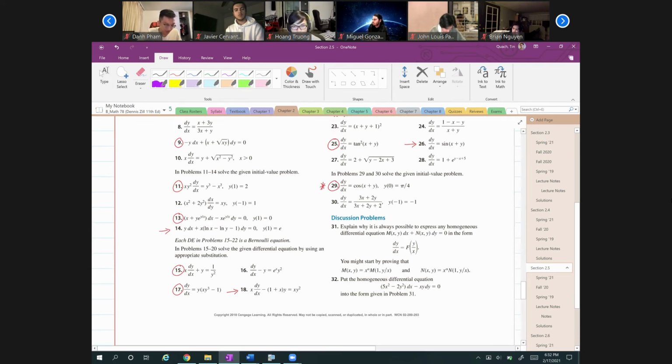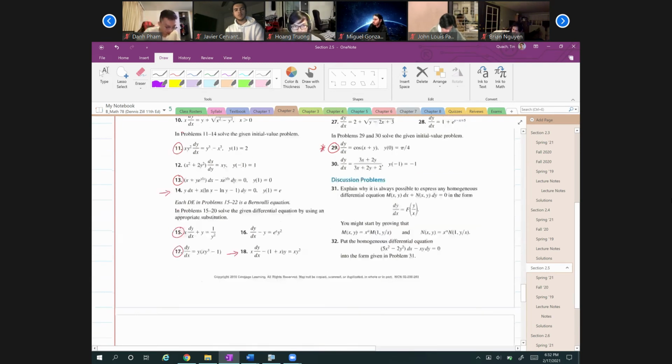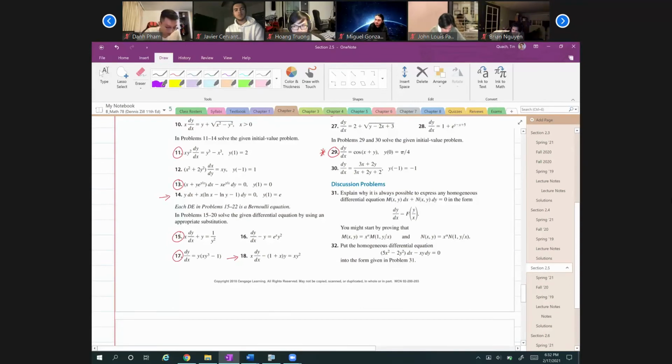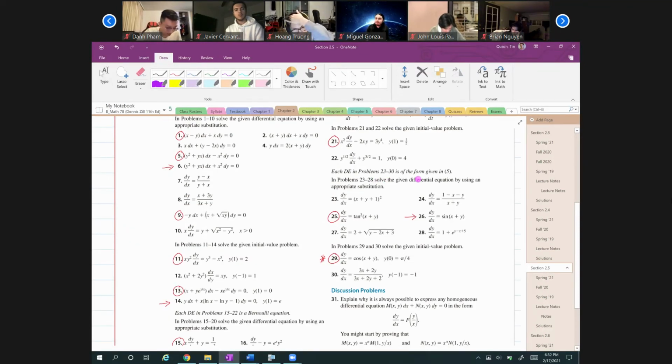Okay. All right. Like this one right here. So what kind of substitution would you make? What is u for number 20, for problem 23? X plus y plus 1. Good. How about 25? X plus y. How about 27? Y minus 2... x plus 2x plus 3.